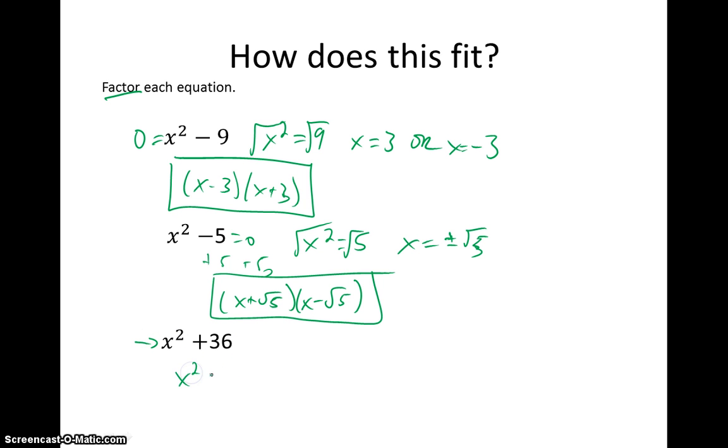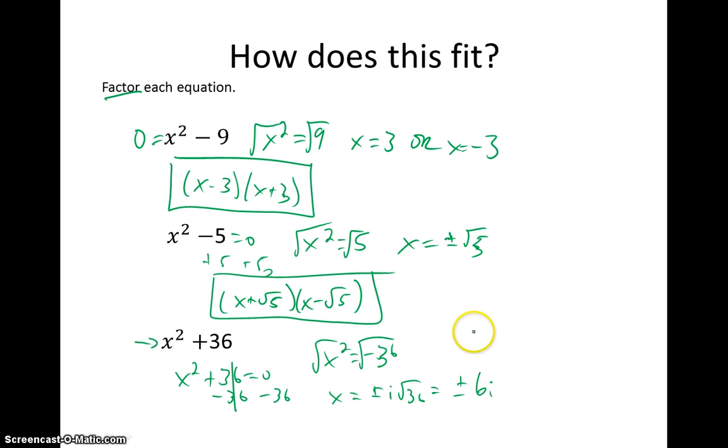If I have x squared plus 36 equals 0, I can subtract 36 from both sides. And I have x squared equals negative 36. But then when I take the square root, I need that square root of negative 1 value. So once again, remember I can have a plus or minus there. So I would have x equals plus or minus i root 36, which is plus or minus 6i. So then my factors, x plus 6i, x minus 6i.